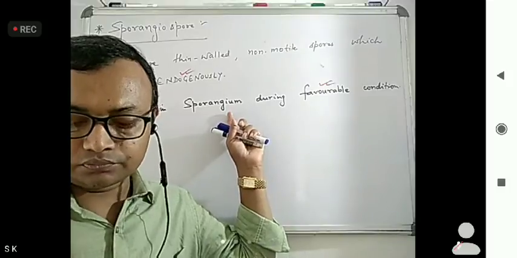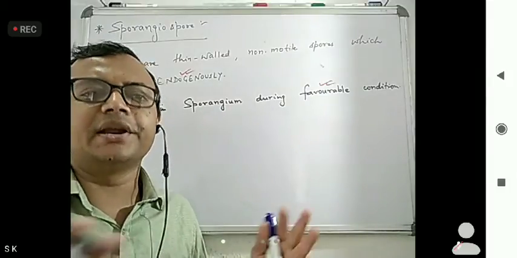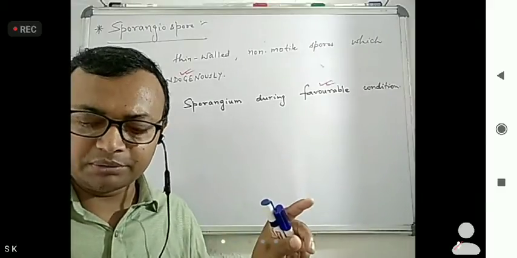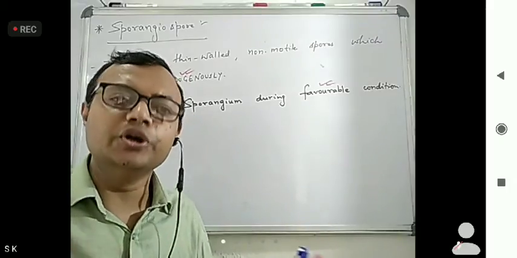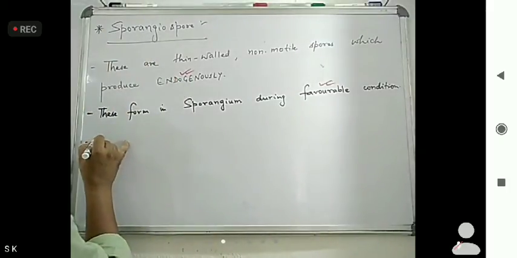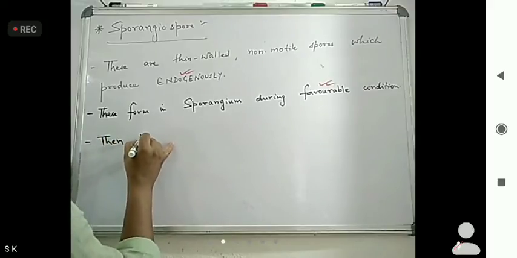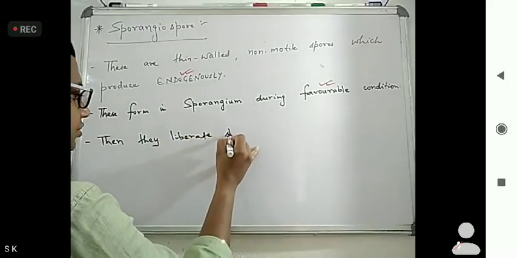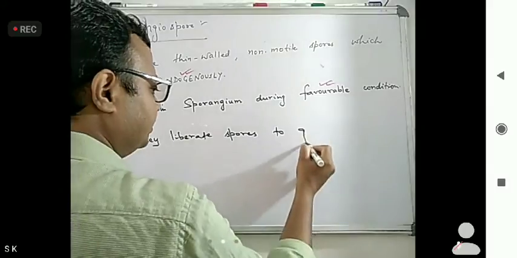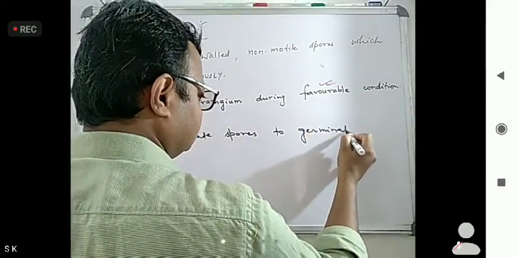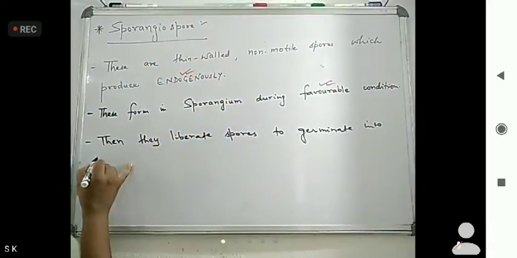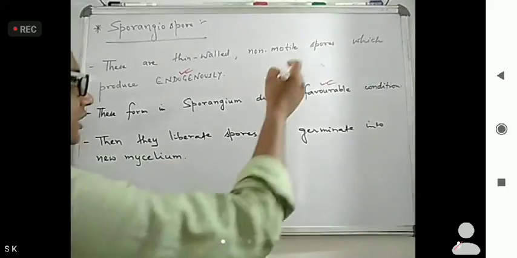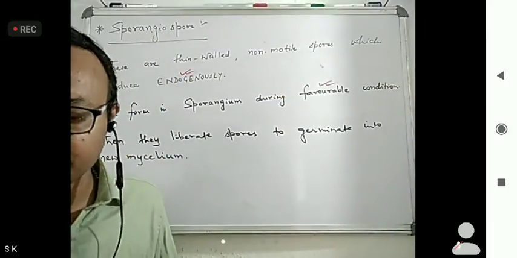Now, when they liberate, this is the sporangium. When the sporangiospores are liberated during favorable conditions, they give rise to new mycelium. So they liberate spores to germinate into new mycelium. But here you have to pay attention that they are only formed during favorable conditions.